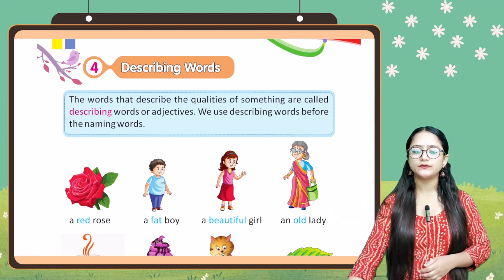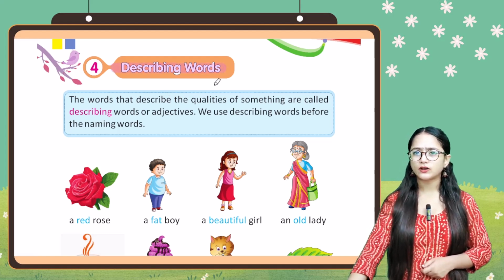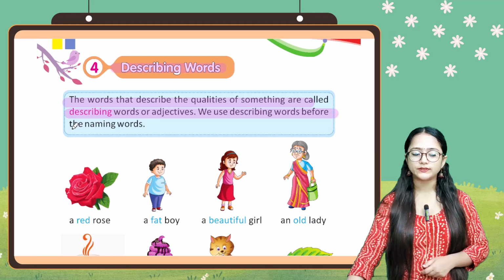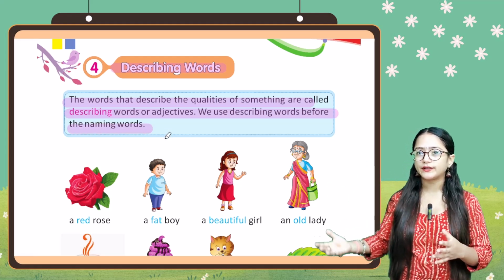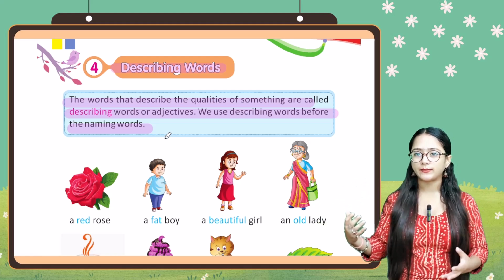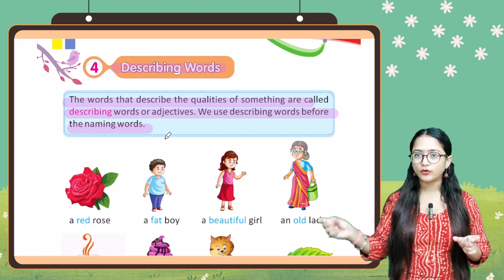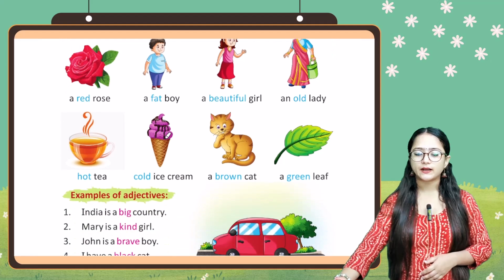So let's move into the new chapter, that is chapter 4, describing words. Let's talk about what describing words are. The words that describe the qualities of something are called describing words or adjectives. We use describing words before the naming words. So basically it is saying that the words which describe the qualities of something are known as describing words or adjectives. And basically we use a describing word before the naming word. Okay, so let's see them in examples also.